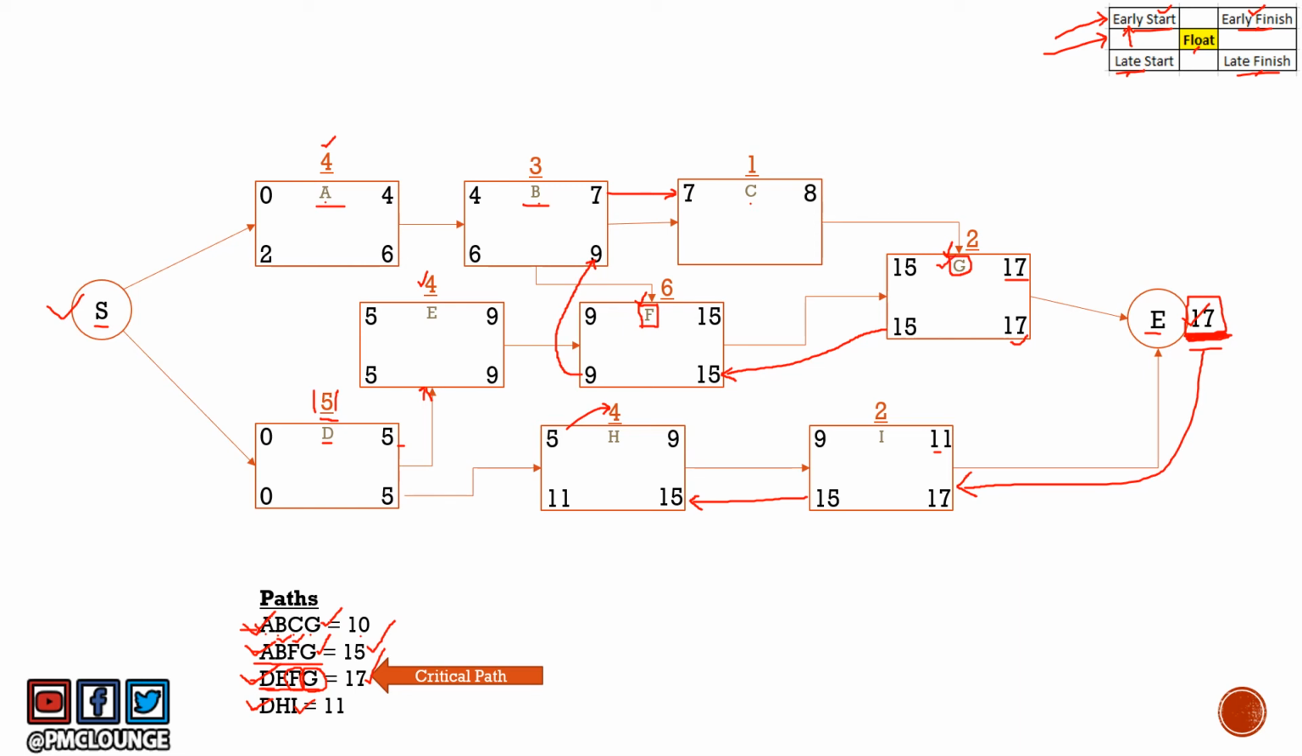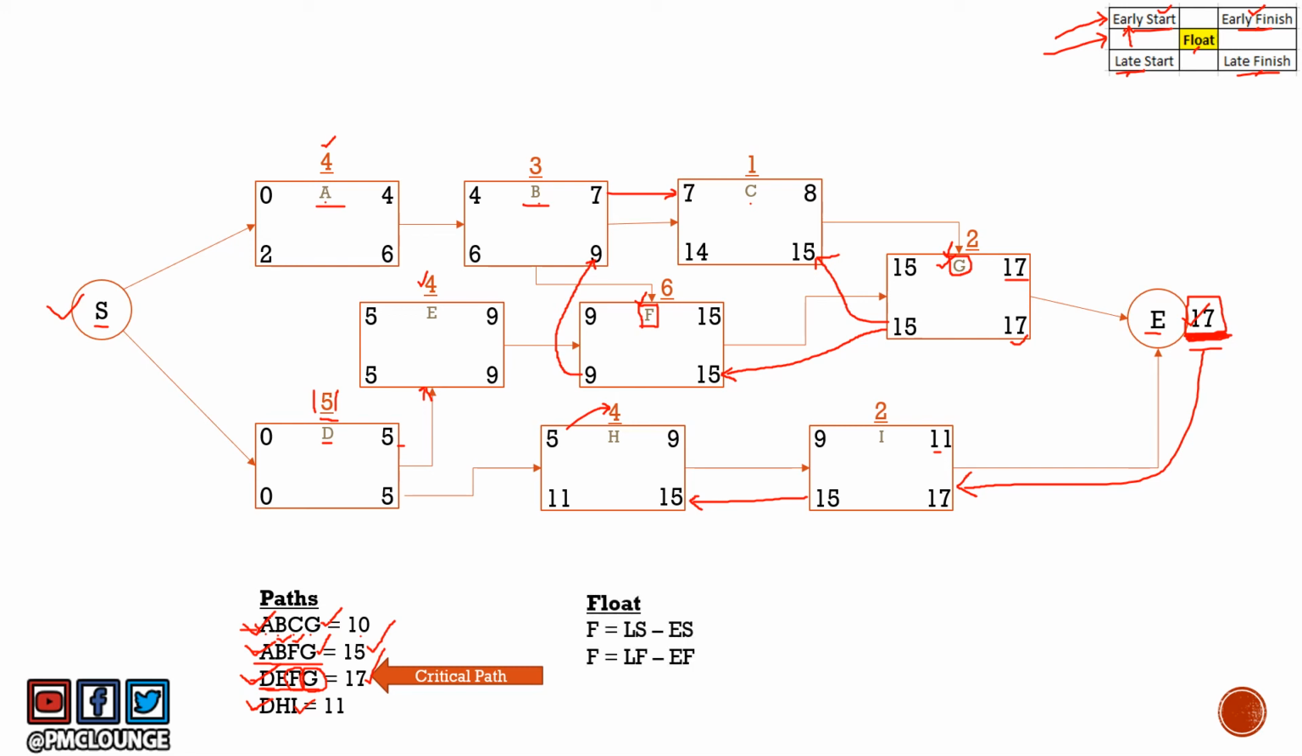Come over to C. The late finish for C will be the late start for G, so the late finish for C is going to be 15. The duration is 1, so subtracting that, the late start is going to be 14. As you can see right now, we have late start, late finish, early start, early finish calculated for all the activities in this network diagram. We first did forward pass and then we did backward pass, right?